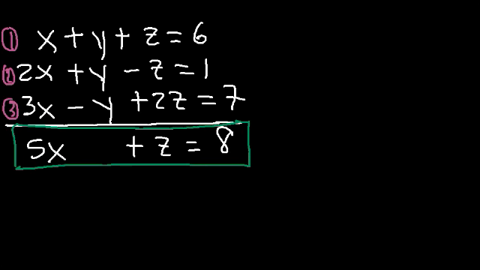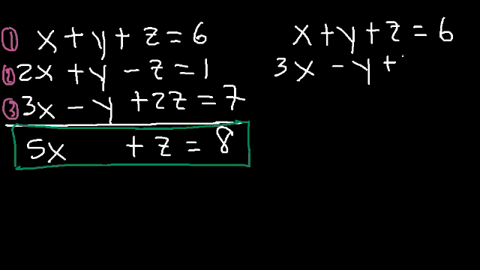Now I have to use 1. Is it better to use 1 and 2 or 1 and 3? I think it's easier to use 1 and 3 because the y's will cancel. They have opposite signs. So I'm going to rewrite it first. x plus y plus z is equal to 6. That's equation 1. And then I'm going to write equation 3 right below it. 3x minus y plus 2z is equal to 7.